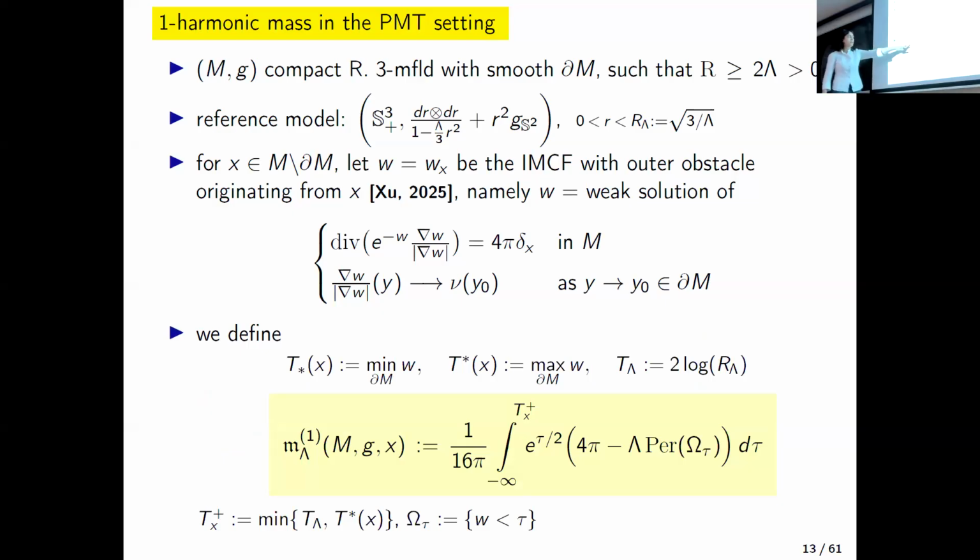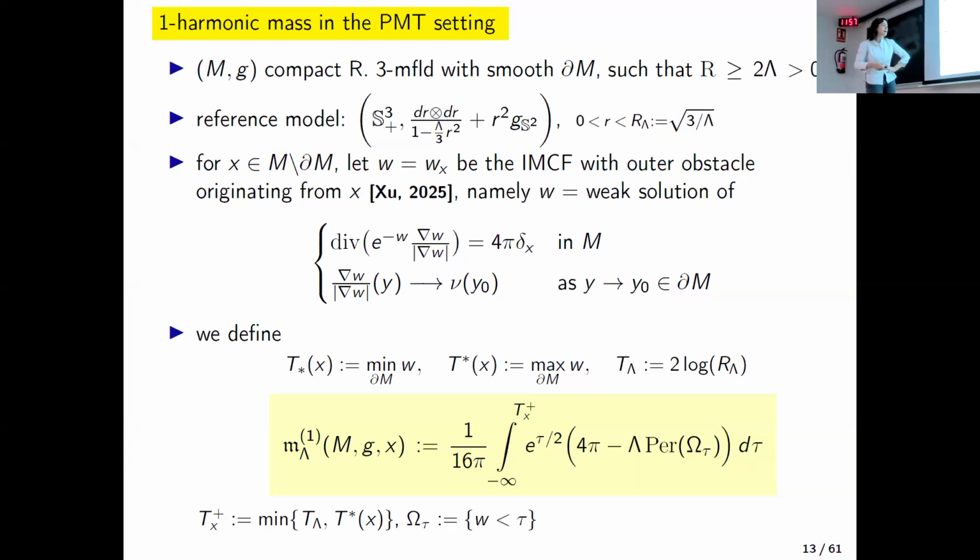So you define T lower star and T upper star, as I said. And you also define this parameter, which is not so strange because it really coincides with the touching time of the reference model, and we call it capital T lambda. Because, as you are going to see also next, the model solution of the inverse mean curvature flow with obstacle in terms of the coordinate r is 2 log of r. So this is exactly the moment where the flow touches the boundary, which corresponds to r equal to capital R lambda. And so the one harmonic mass is this.